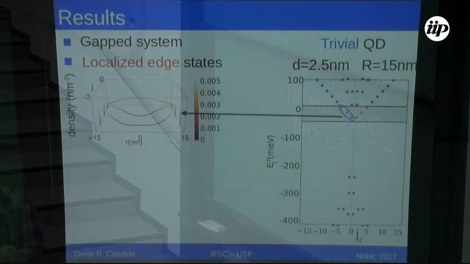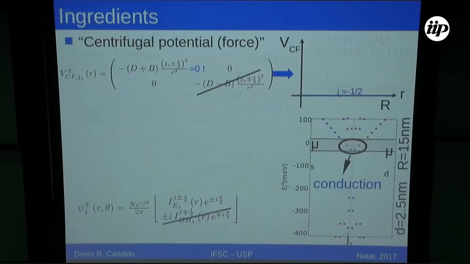Okay, so what we see here is that the centrifugal potential is really pushing the electrons to the edge. An important ingredient to observe this is really the parameters here. We need to have minus d plus b greater than 0. If you do not have that, we do not recover these helical states pushed to the edge.